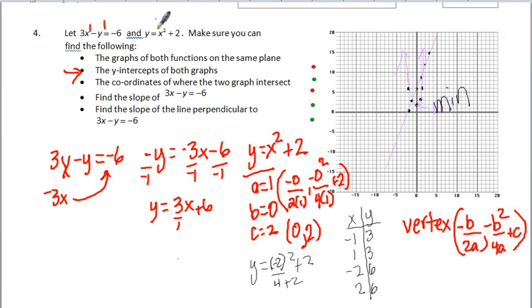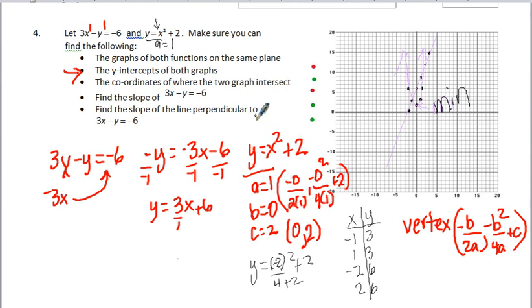It's supposed to open up because your a was positive 1, and it's the parent function, so it's vertex, left 1 up 1, right 1 up 1. Remember that because it's going to be on the test. All of your graphs will be parent functions. Your vertex will just be somewhere different.